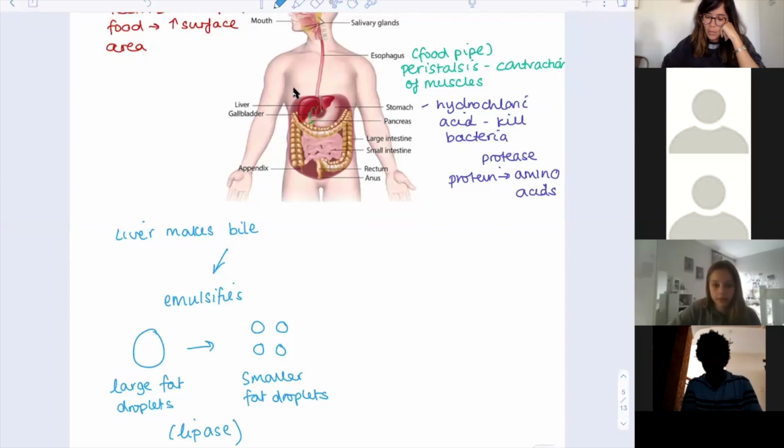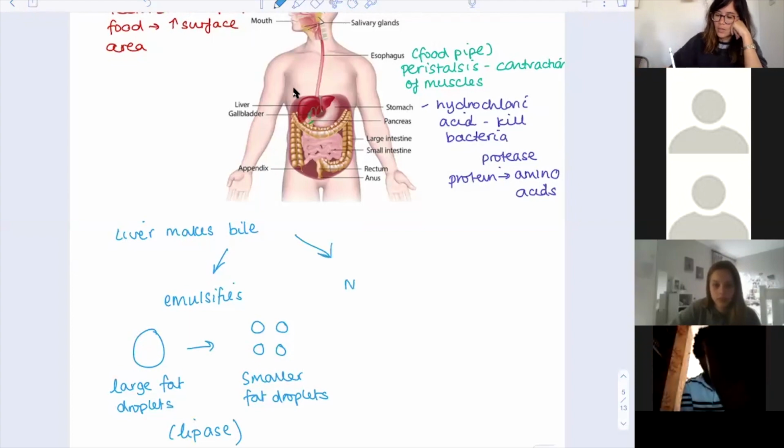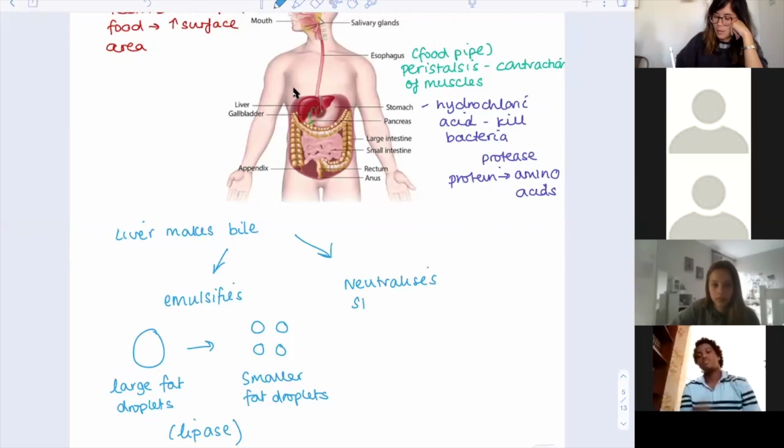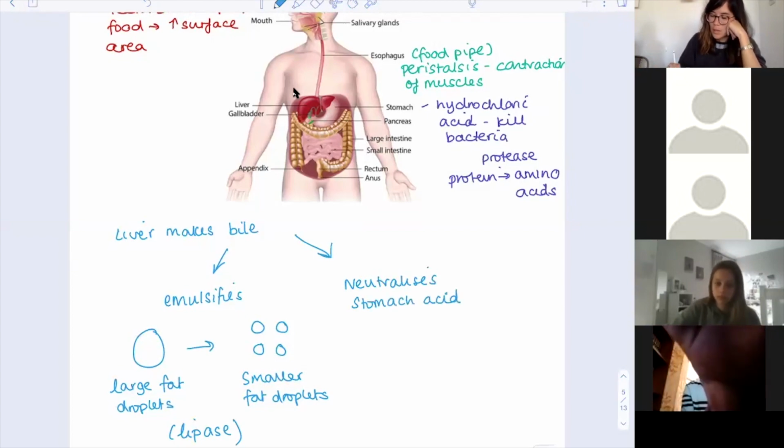So the first role of bile is to emulsify, so breaking up large fat droplets into smaller ones. The second role of bile is that it neutralizes stomach acid. So it's quite an important substance.